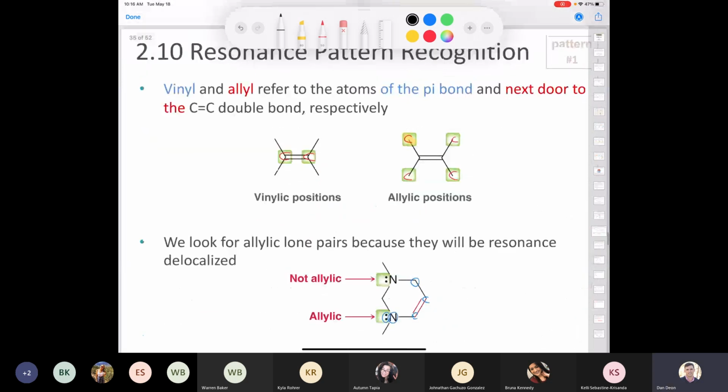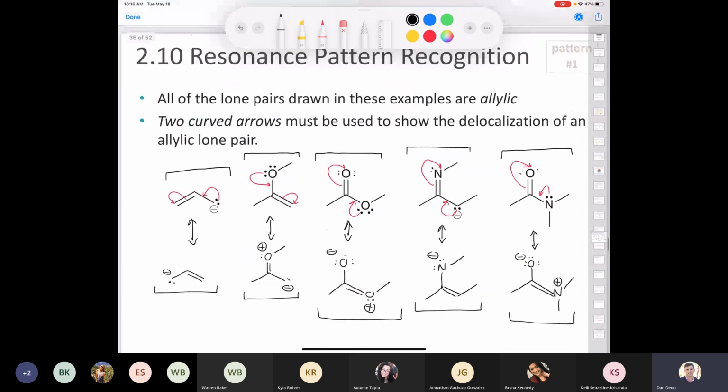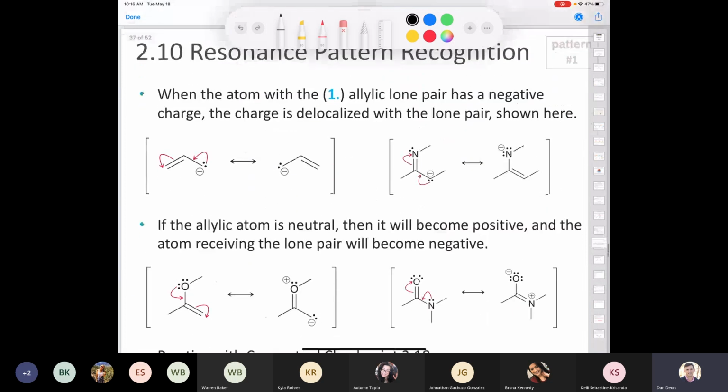All right, we covered what a vinylic position is, what an allylic position is. If you have a lone pair on an allylic atom, it's going to have a resonance contributor, and I showed you how to draw them. You need 2 curved arrows. Each one of these had 2 curved arrows in it, right? All right, let's move on from there.